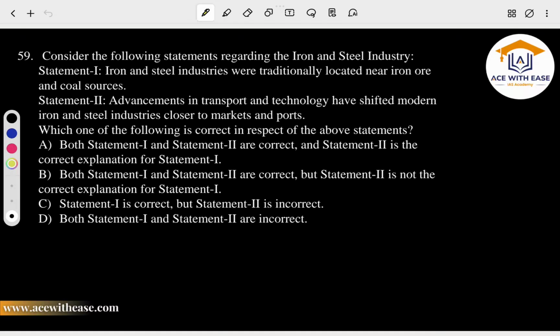59, sorry. Which of the following are correct statements regarding the iron and steel industry?